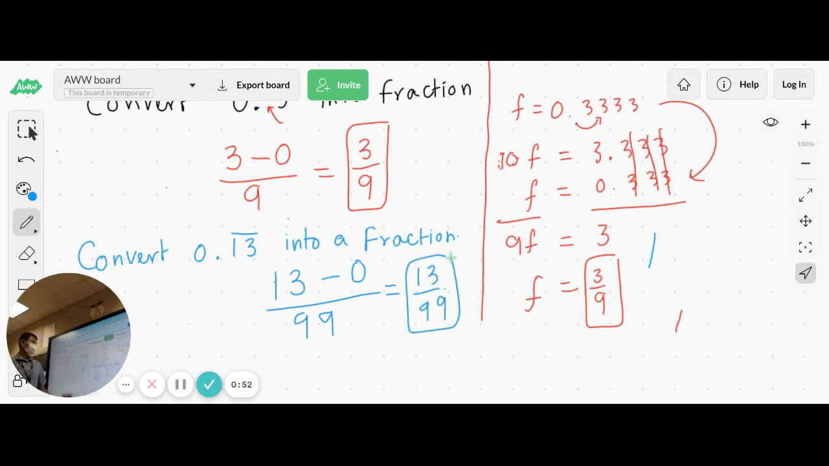It's very simple if you use a technique. But if you want to do it in a long method like this, definitely it takes more time, but you're going to get the same answer. Just remember, if you're using a technique, please remember how to use the technique. Okay, all right, let me pause this.